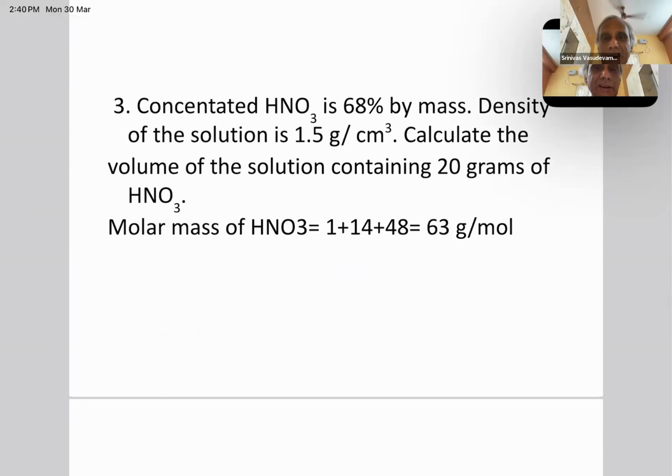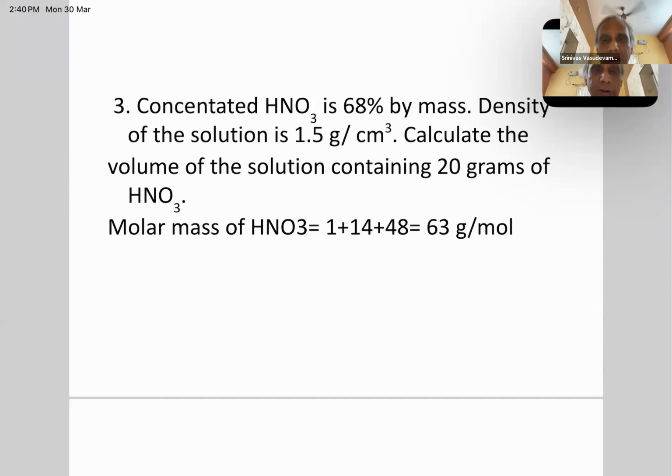Concentrated nitric acid is 68% by mass. Density of the solution is 1.5 gram per centimeter cube. Calculate the volume occupied by 20 gram of nitric acid. I'll be using two formulas here. Number one, percentage mass by molecular mass into 10 into density. Number two, mass of solute divided by molecular mass of solute into 1000 by volume of solution. Same solution, so molarity is the same here.